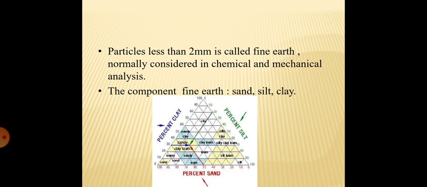Particles less than 2 mm are called fine earth, normally considered in chemical and mechanical analysis. The components of fine earth are sand, silt and clay. The percentage of clay, silt and sand we can observe by this figure.